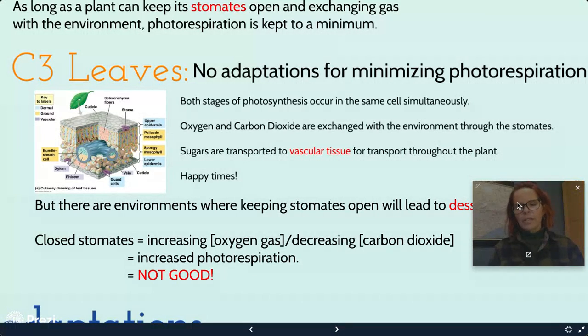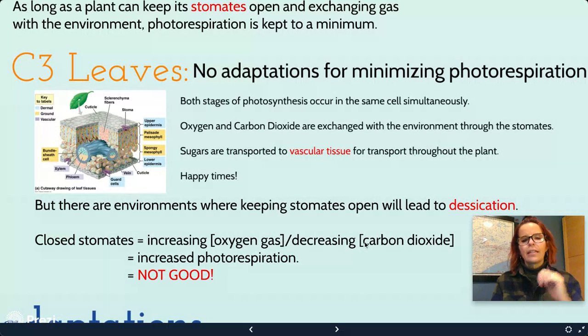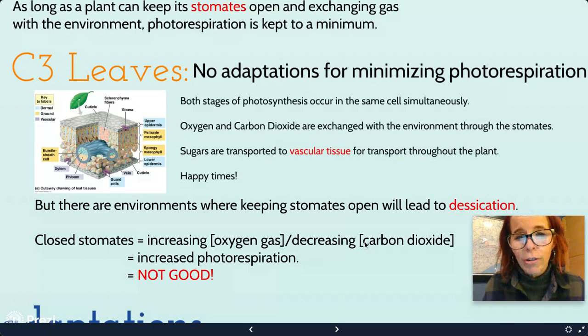So here's where the C3 plants run into problems. There are environments where keeping stomates open leads to desiccation. If it is a very hot and dry environment, lots of water gets evaporated out and the stomates have to close. Closed stomates mean that no oxygen is coming in. So do you see where it says decreasing, and then the brackets mean concentration of?